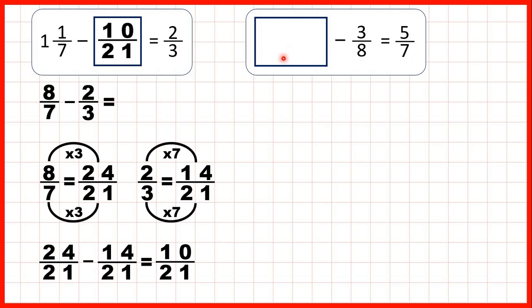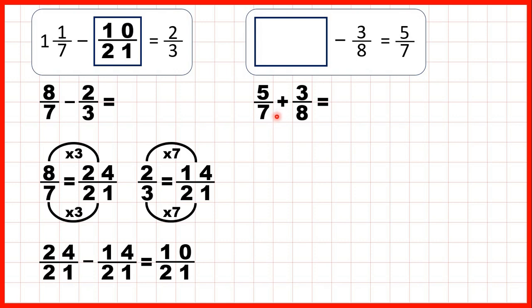So this time it's the first number in our subtraction, or the minuend, which is missing. So we use the inverse operation, we use addition to find our missing number, because remember, subtraction problems can be read backwards as addition problems. So we can work out 5/7 plus 3/8. But to add fractions, we need the denominators to be the same.